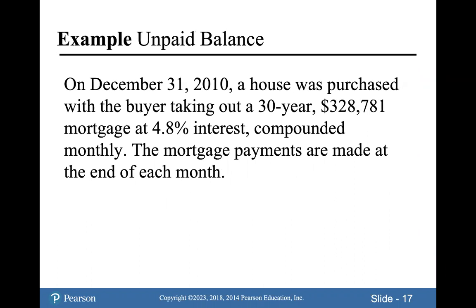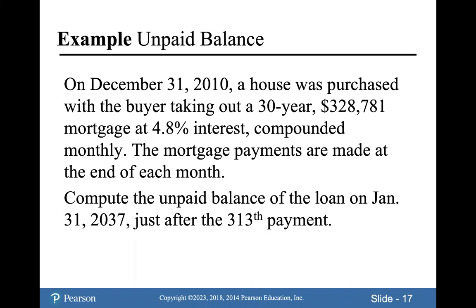For example, on December 31st, 2010, a house was purchased with the buyer taking out a 30-year, $328,781 mortgage at 4.8% interest, compounded monthly. So the same scenario that we looked at in the last example. So now we'll calculate the unpaid balance of the loan on January 31st, 2037, just after the 313th payment, using information from the previous example.